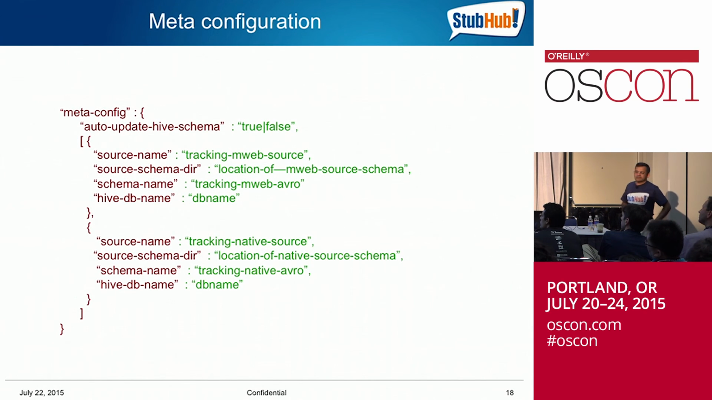So what does meta configuration do? Meta configuration is essentially some of the examples here. This is not exhaustive, what I'm showing here. As data is coming in, you have an option to express whether you want to automatically update the Hive schema as data comes in. You might choose not to do that for various reasons, but you can express that.